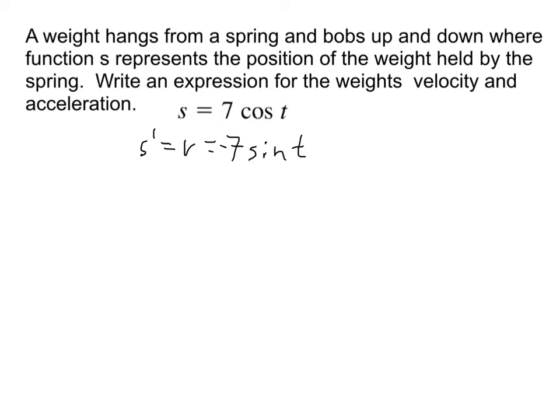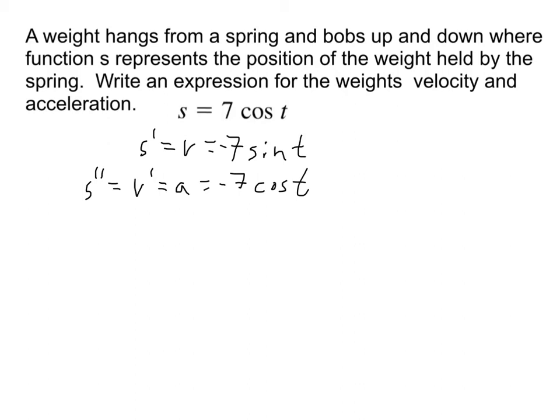When we're writing an equation for acceleration, we know that s double prime equals v prime, which equals the acceleration. So the second derivative of position is acceleration, or the derivative of velocity is acceleration. So the derivative of negative sine of t, derivative of sine is cosine, so this just becomes negative 7 cosine of t. Now, what's the derivative of acceleration?